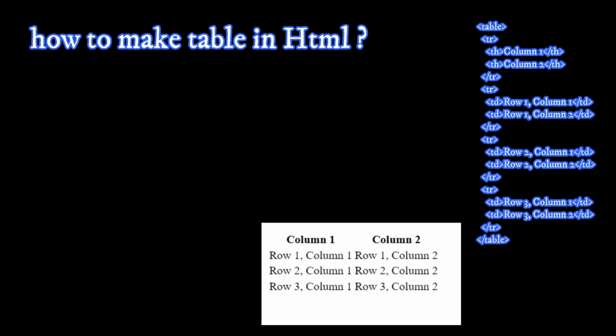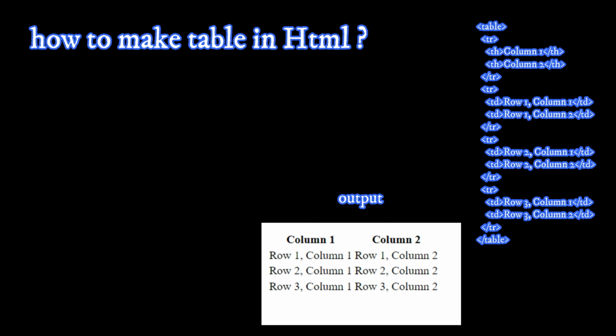In this example, the table element defines the start and end of the table. The first row is a header row, defined with the tr element and its associated th tags. The th tags define the table headers for each column. The remaining rows are data rows, defined with the tr element and its associated td tags. The td tags define the table data for each cell.